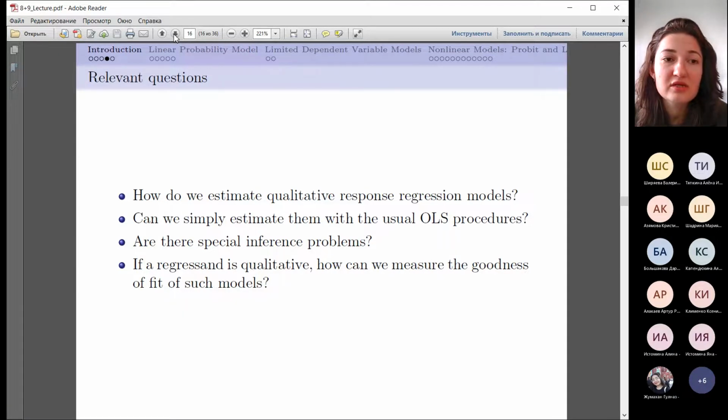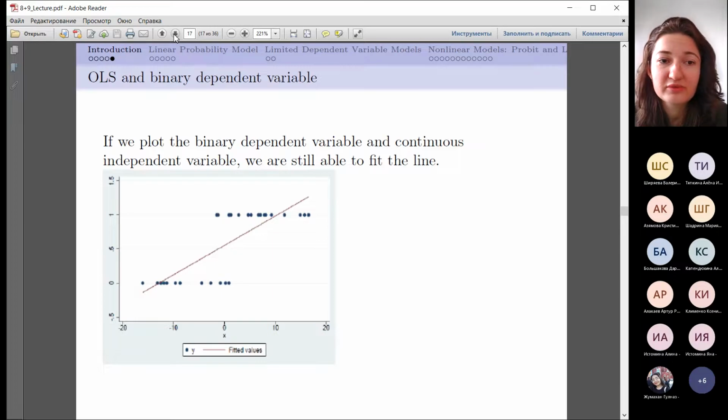So now let's discuss all these questions step by step. But first of all, let's say that we keep the ordinary least squares approach and continue. We now work with the model where our dependent variable is a binary variable, not a continuous one, and our independent variable, let's say, will be a continuous variable. Even in this case, we will still be able to fit the line. You can see now how the line looks. Yeah, this is our regression line.